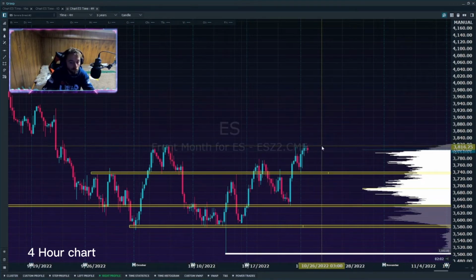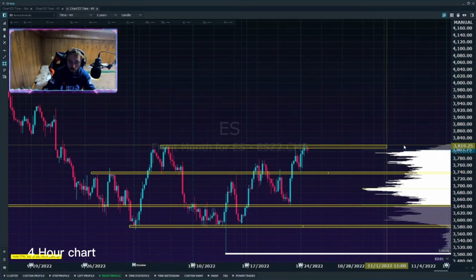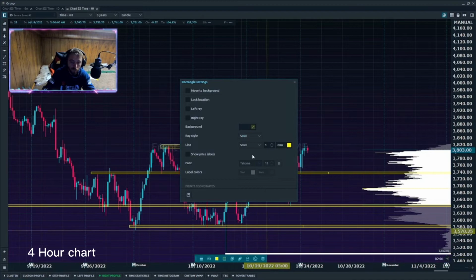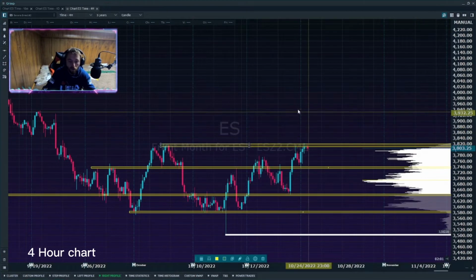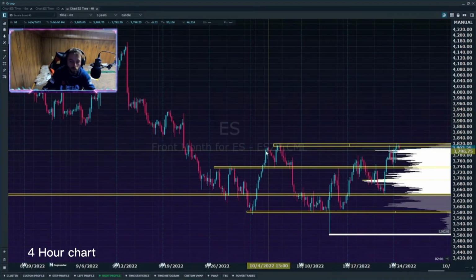Or maybe we get to these highs, it doesn't quite vibe, and we reject. So yeah, we'll for sure mark out this 3810 to 3820 level. And like I said, we have this volume profile to confirm our bias on this level. So there we go, a few pretty important zones and why we like them.